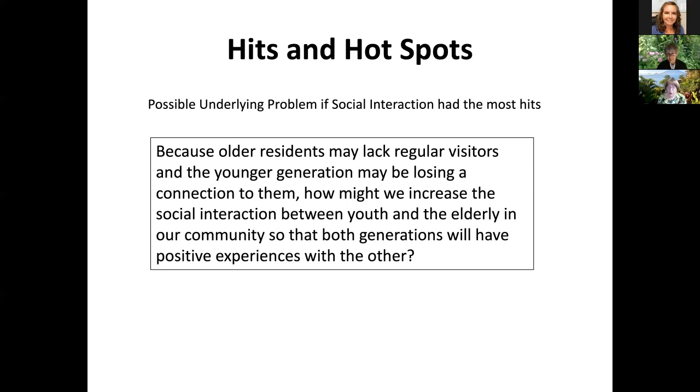The action goal or keyword phrase is, how might we increase the social interaction between youth and the elderly in our community? And the last section is the purpose. Why do we want to do that? So that both generations will have positive experiences with the other.